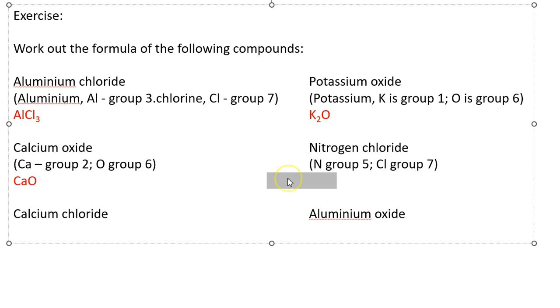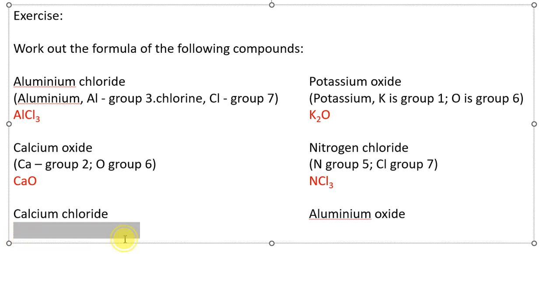Now nitrogen chloride. With nitrogen and chlorine, I have nitrogen in group 5, which needs to gain 3 electrons, so it needs to make 3 bonds. Chlorine in group 7, 1 electron needs to be gained. Each chlorine needs to make 1 bond. Now, one thing I've noticed here, in nitrogen chloride there are 2 nonmetals. So I'm thinking covalent, NCl3.